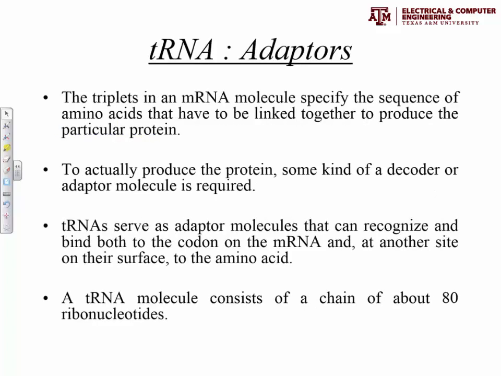Now the triplets in an mRNA, or messenger RNA molecule, specify the sequence of amino acids that have to be linked together to produce that particular protein. To actually produce the protein, you need some kind of a decoder or adapter molecule, right? And the tRNAs, or the transfer RNAs that we talked about earlier, serve as the adapter molecules that can recognize and bind both to the codon on the messenger RNA.